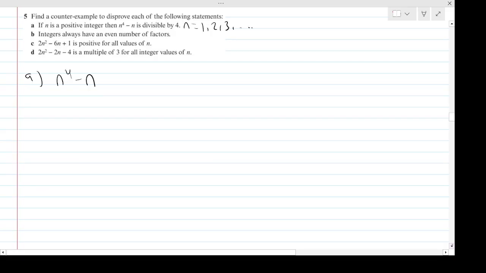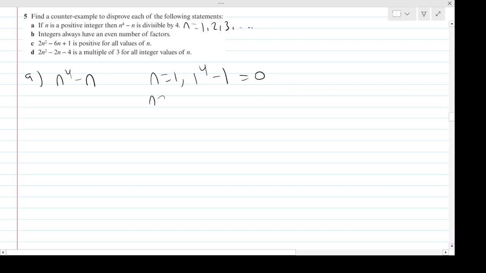So again, let's consider the first few numbers. Let's say if n is 1, then we get 1 to the 4 minus 1. That's going to get us 0. Well, actually, 0 is divisible by 4, right? 0 over 4 is still 0. So it doesn't work for 1.